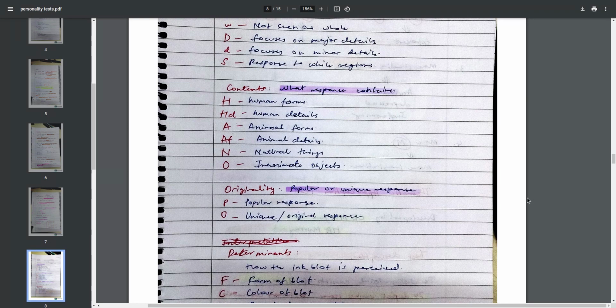Then contents, what their answer contains. If it includes human forms, it is shown by H. Human details, HD. Animal forms, A. Animal details, AD. Sorry, it's not AF, it's AD.